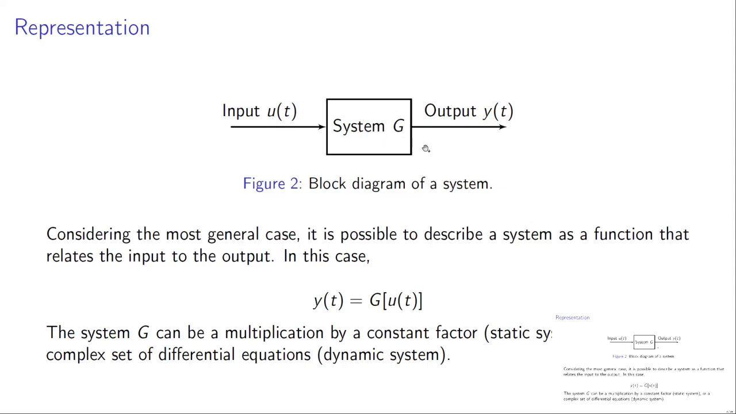Yes. So the system G can be represented in several ways. You could have, for instance, only a multiplication by a factor, which would be a static system that doesn't change the dynamics of the input, just the amplitude. Or you could have a complex set of differential equations changing the input signal U to build the output Y. So this would be a dynamic system and not only a static one.